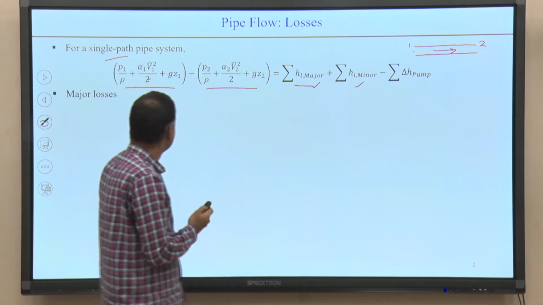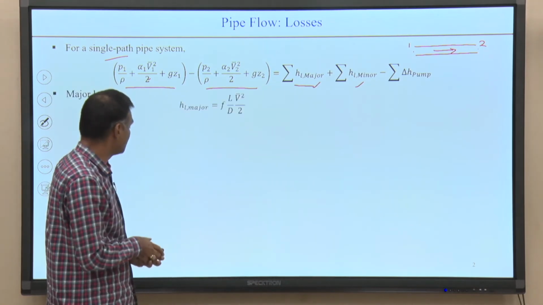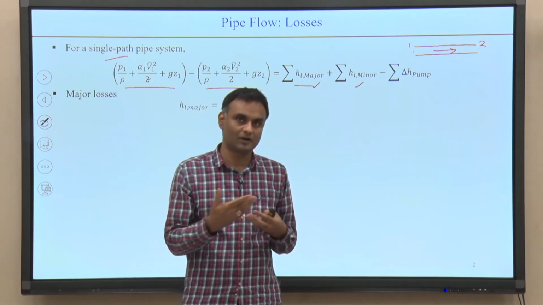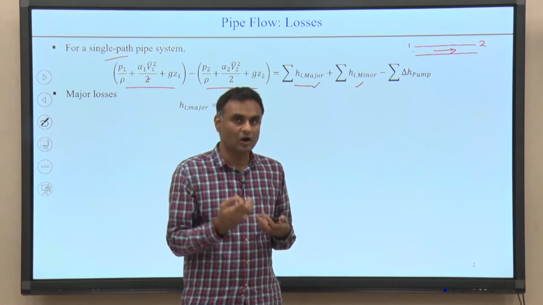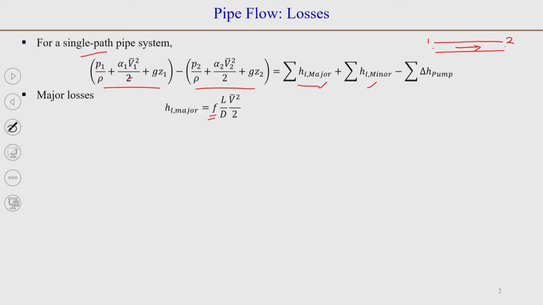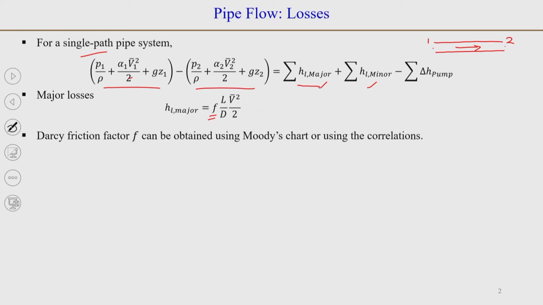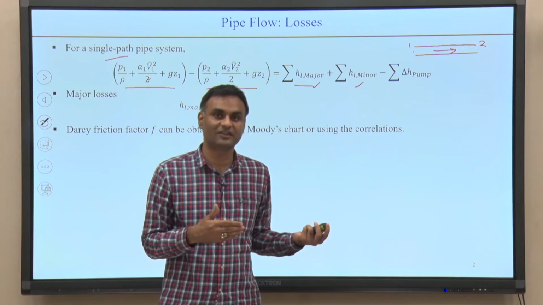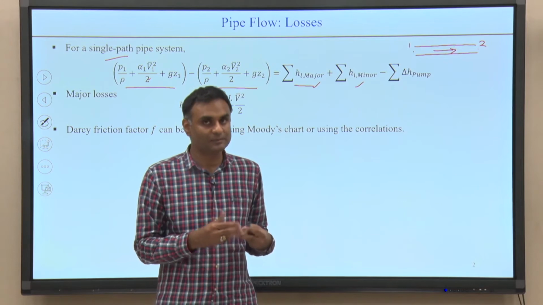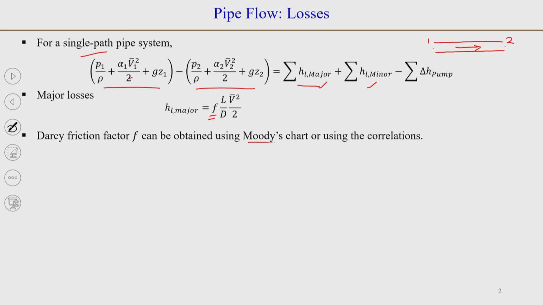Okay. So, if we look at the major losses, we defined major losses as the losses in a horizontal pipe of constant cross-sectional area. And to define losses, we defined a friction factor, because losses depend on L by D, the velocity and the friction factor. So, we defined this Darcy friction factor, and we looked at how it can be obtained using correlations that have been developed for laminar as well as turbulent flow, and those correlations have been plotted in a chart, what we call the Moody chart.